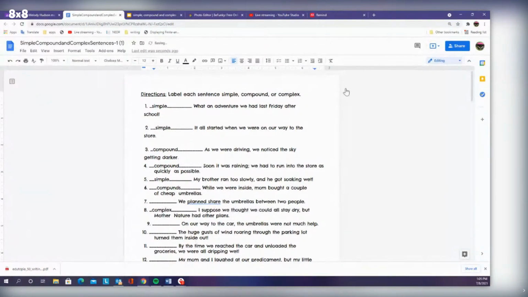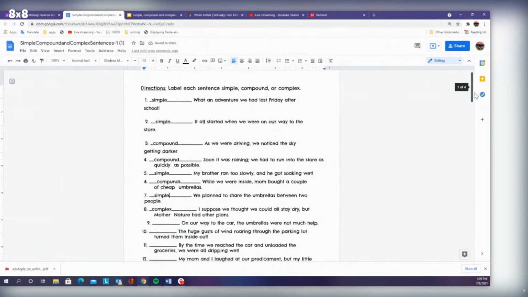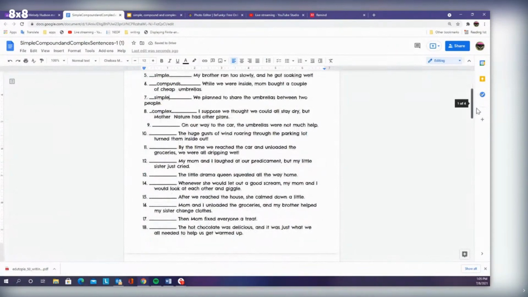I just wanted to go that far with you. And then here, we planned to share the umbrella. That should say "to share," right? Between two people. That's just a simple sentence. And so there we go. I want you to, I did half. Well, a little more than half.